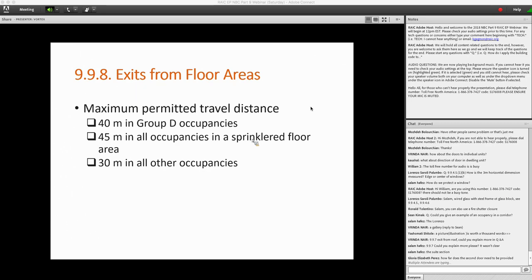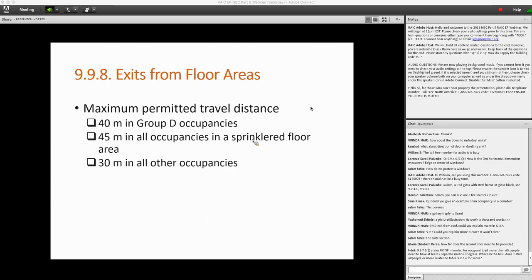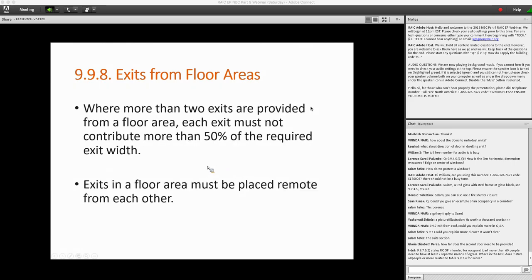And then where you have a sprinkled floor area, you are actually allowed to increase the travel distance by 5 meters. So 45 meters in all occupancies in a sprinkled floor area. Okay. So in a later slide, we will look at how we measure these travel distances.